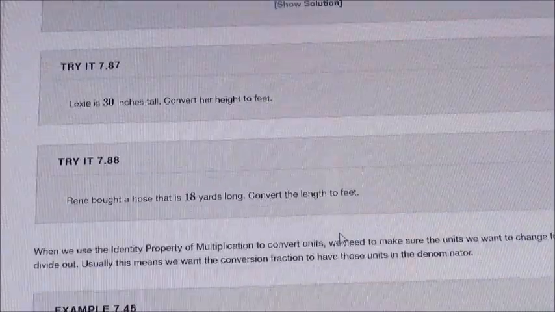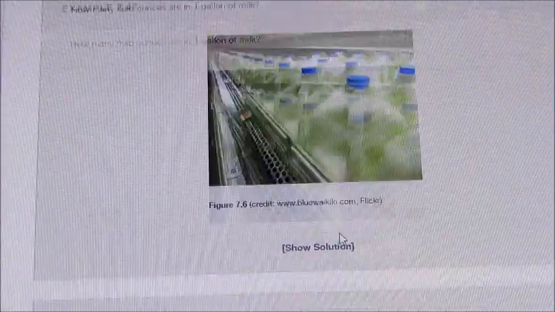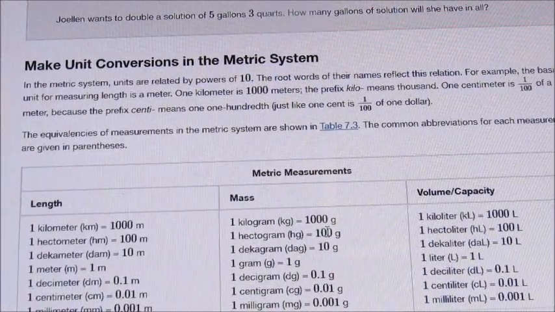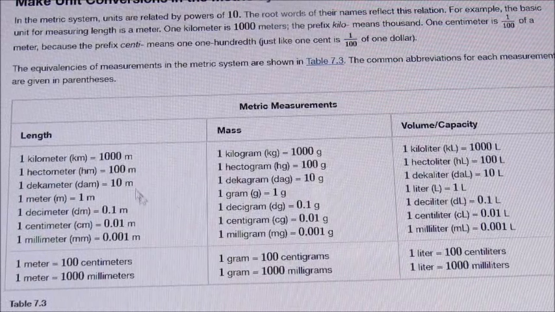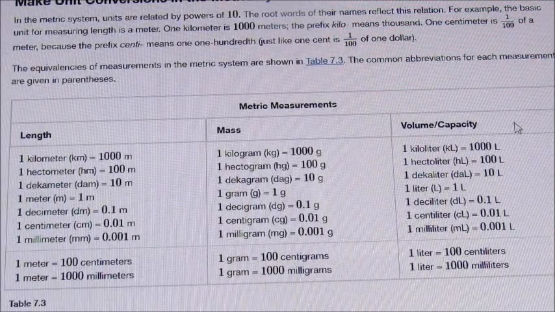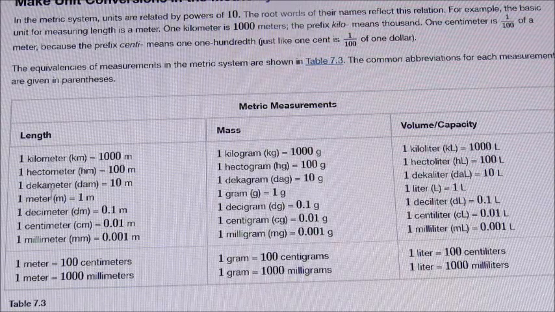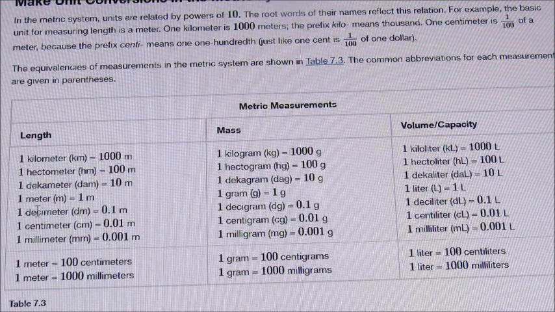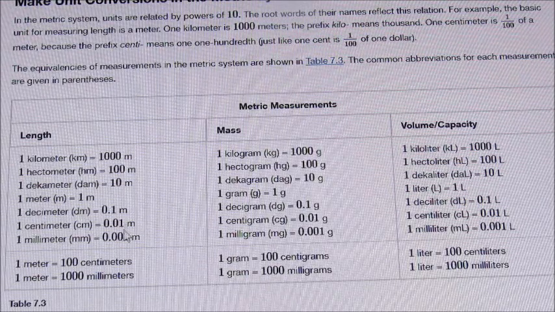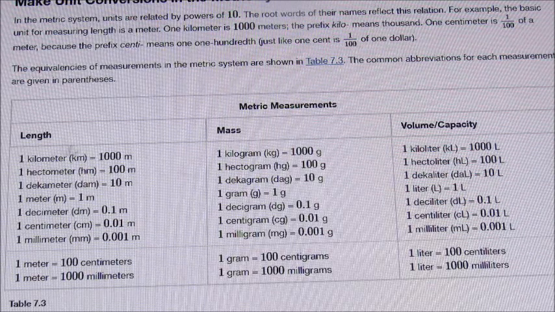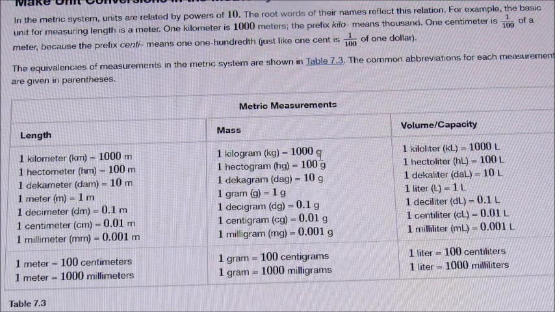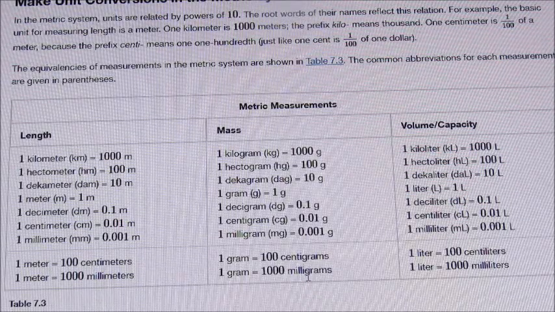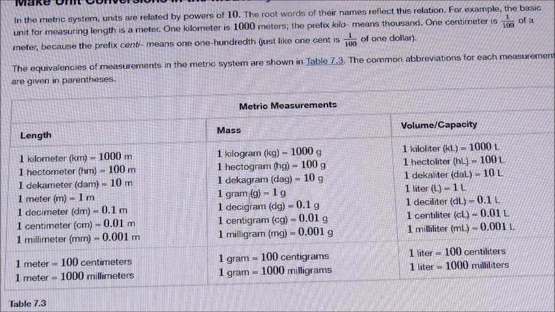Next is the metric measurements. Now these are actually a lot easier because they're all in factors of 10. So we have length, mass, and volume. For length, we have 1 meter equals 100 centimeters, 1 kilometer equals 1,000 meters, 1 centimeter equals 0.01 meters. So these are the lengths. The mass, 1 kilogram is 1,000 grams, 1 gram is 100 centigrams, 1 gram is 1,000 milligrams, and so forth.